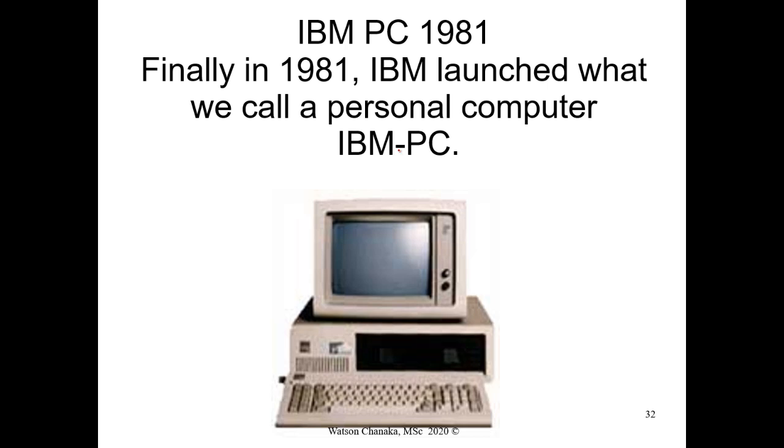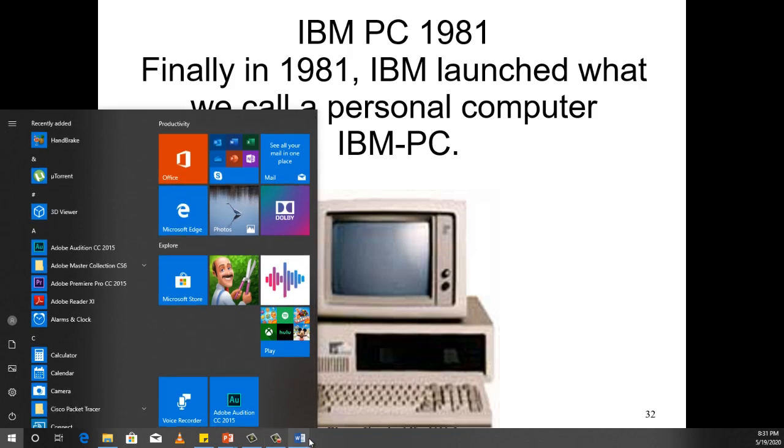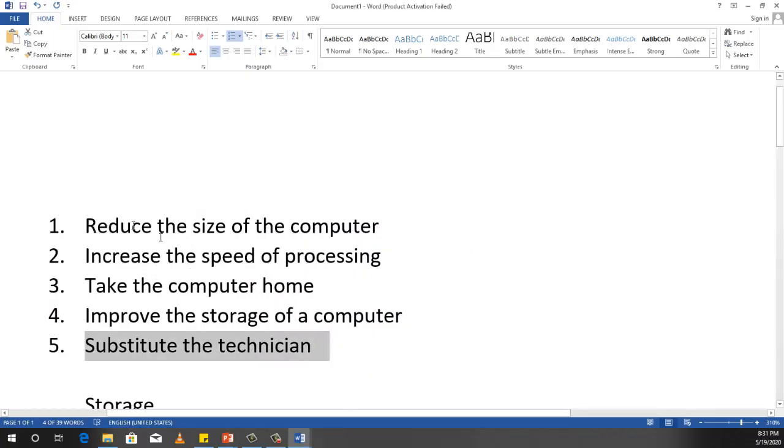Let's look at the objective of the scientists. They had the objectives of taking the computer home. Let's look here. They reduced the size of the computer. They managed in 1981. Increased the speed of processing. They managed in 1981. Take the computer home. The computer reached home in 1981. Improved the storage of the computer. Computers now in 1981 started to store data inside the computer, not outside.